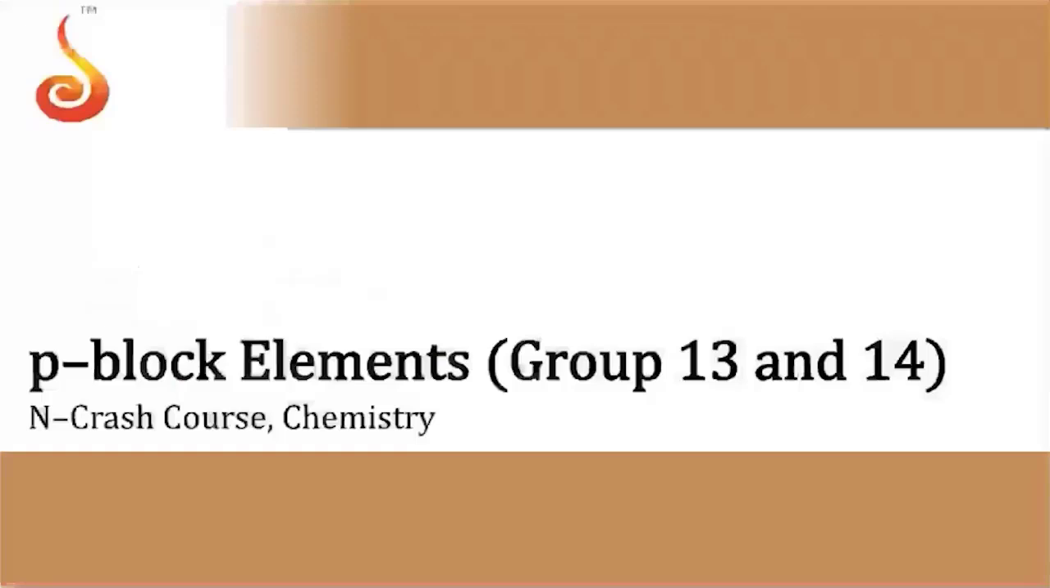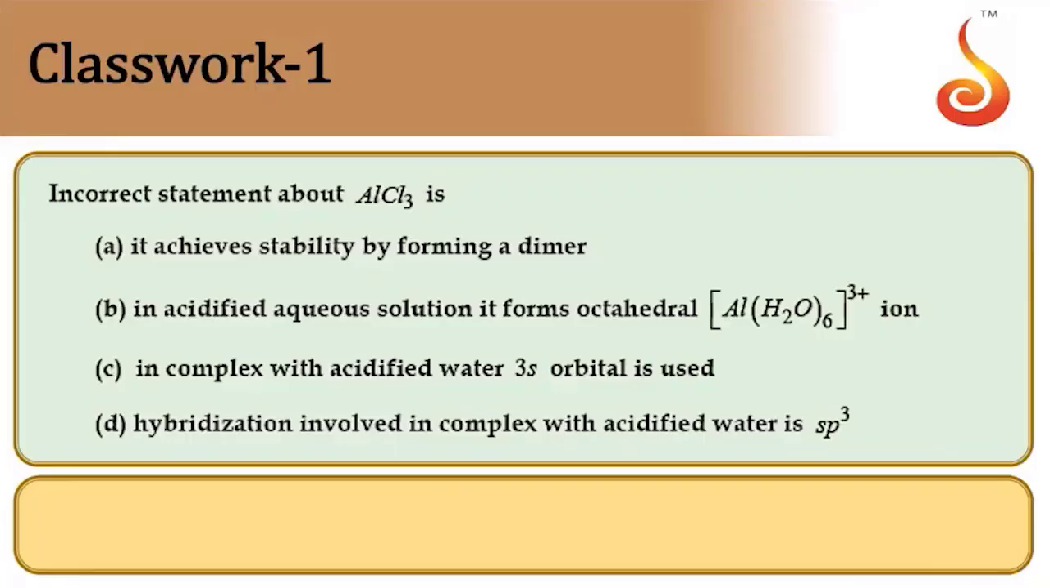Today we will discuss objective questions from the p block, that is the 13th and 14th group elements. First one, the incorrect statement about AlCl3. It achieves stability by forming a dimer, so it exists as Al2Cl6, where aluminum forms 4 bonds in the structure, hence gets stability.